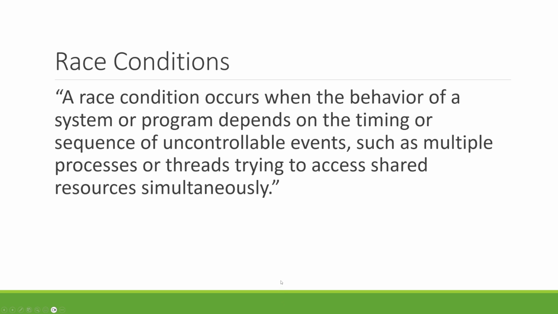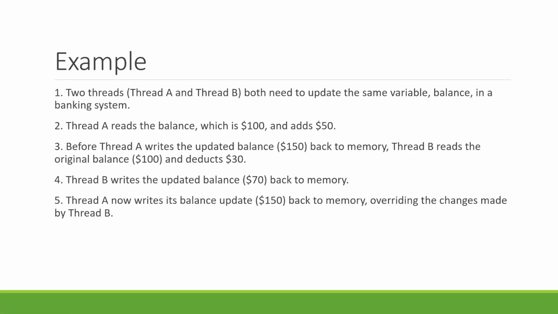All right, that brings us to the end here. We've got race conditions. So a race condition occurs when the behavior of a system or program depends on the timing or sequence of uncontrolled events, such as multiple processes or threads trying to access shared resources simultaneously. Oof. Okay. Well, what does that mean?